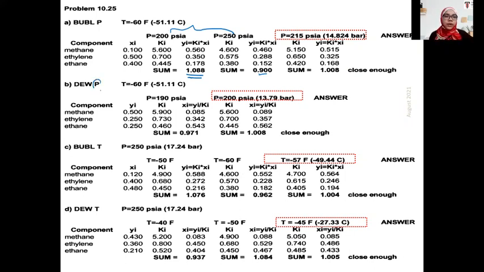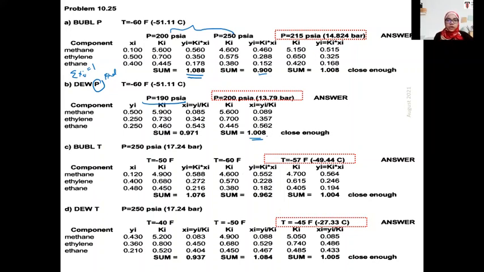Okay, for the dew P, we need to find P, and the given is the composition in vapor phase. So the summation we need to find is in the liquid phase, which should be equal to 1. Proceed with the same method. For example, we start at P equal to 190. The summation is lower than 1, so I should increase the pressure, and then I get a higher summation.